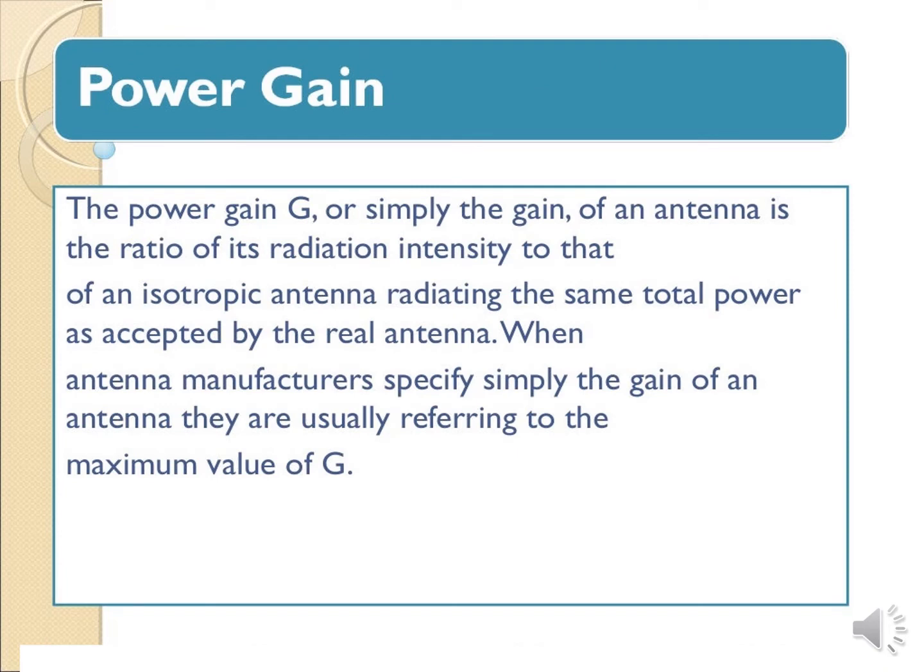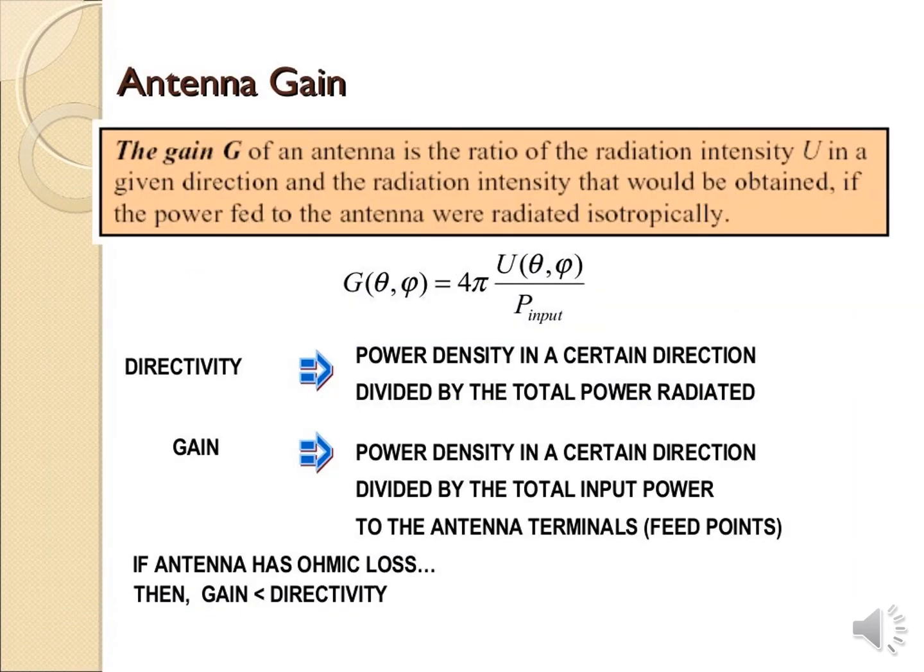Power gain G, or simply the gain of an antenna, is the ratio of radiation intensity of an isotropic antenna radiating to the small power accepted by the real antenna. If you don't know what an isotropic radiation antenna is, you can watch the previous slide, where I have explained radiation, the isotropic antenna and its pattern as well. So next is antenna gain.